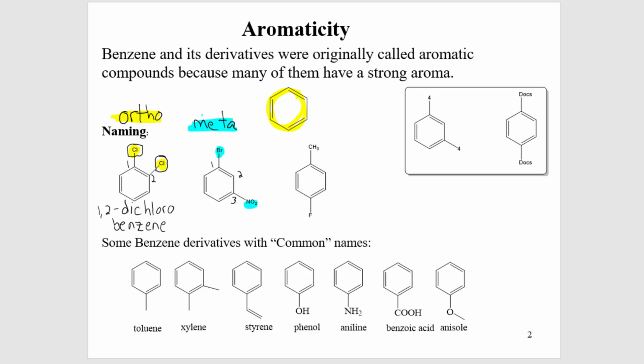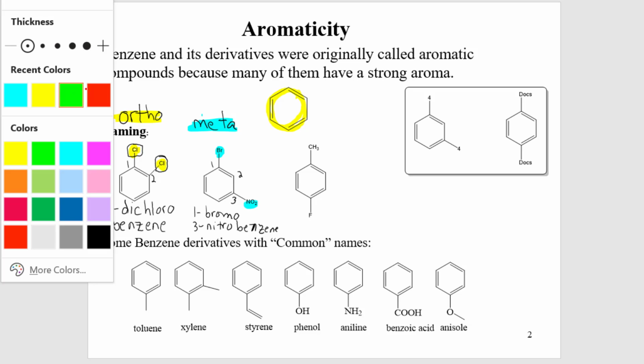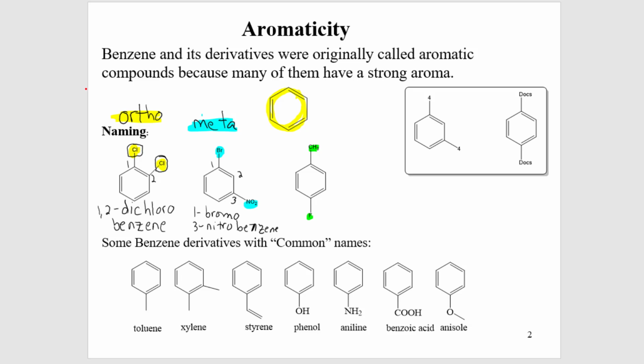I still prefer naming it 1-bromo-3-nitrobenzene. I prefer the IUPAC system, but it is important, like I said, to recognize that meta means a 1-3 relationship. The last one is called para. You have a substituent here and a substituent here. And as I mentioned, this allows you to sometimes use a shorthand term to describe the name of the system.